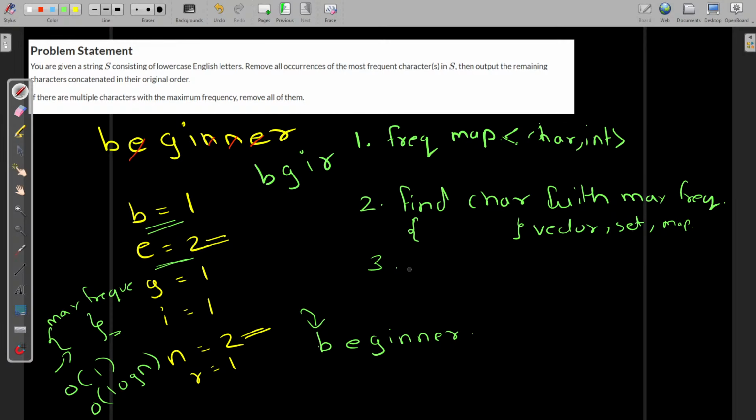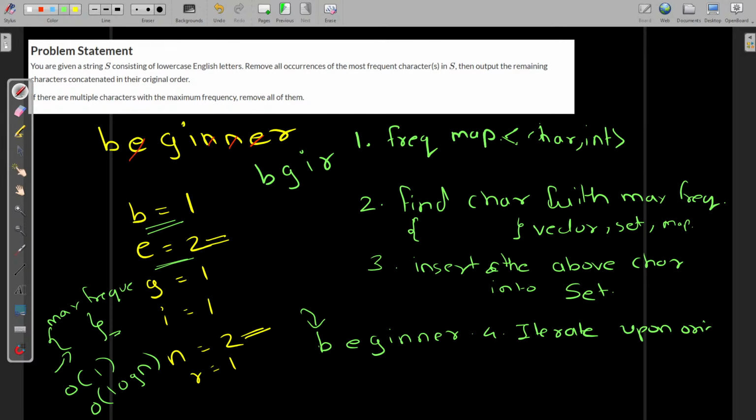So insert the above characters into some data structure which will tell us, so a set, and then just iterate upon the original string character by character. If the character does not belong to the set, then you can just print it. If it belongs to the set, then you will not print it. So that's a simple solution for this particular problem.